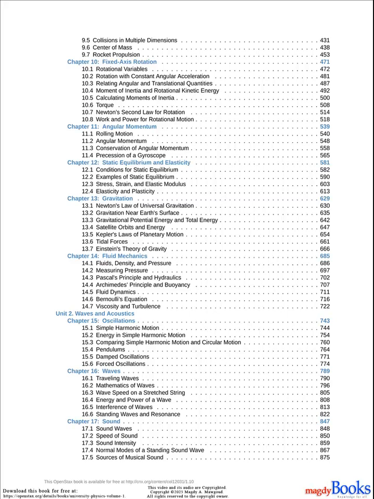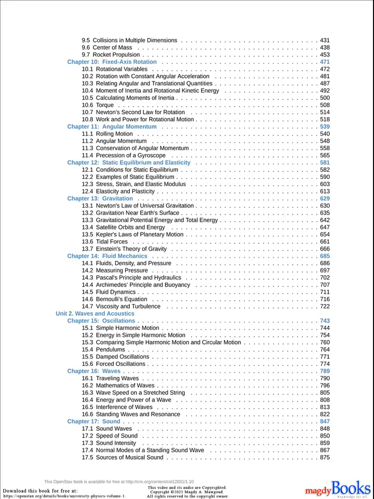Unit 2. Waves and acoustics. Chapter 15. Oscillations. 15.1. Simple harmonic motion. 15.2. Energy in simple harmonic motion. 15.3. Comparing simple harmonic motion and circular motion. 15.4. Pendulums. 15.5. Damped oscillations. 15.6. Forced oscillations.